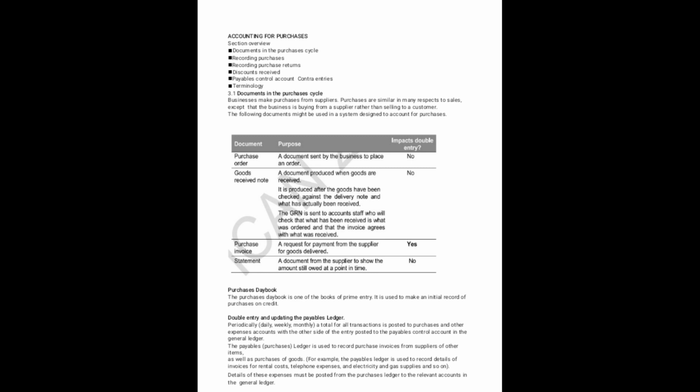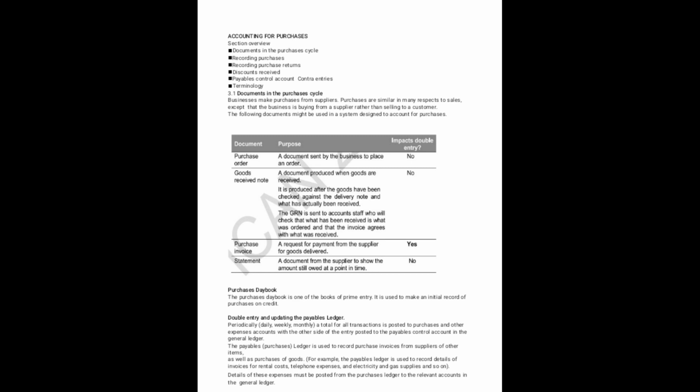One of the documents is the purchases order. When we mention a document, we state the purpose for which that document is used. A purchases order is a document sent by the business to place an order. Then the goods received note, normally denoted by GRN, is a document produced when goods are received. It is produced after the goods have been checked against the delivery note and what has actually been received.